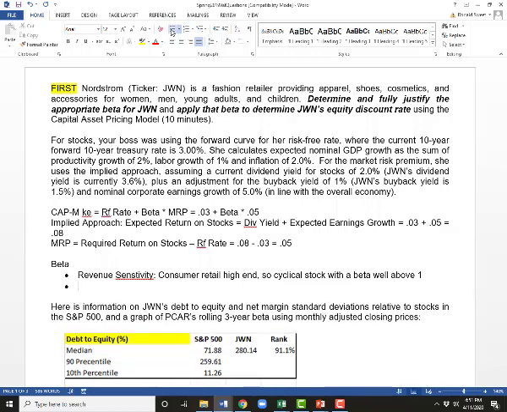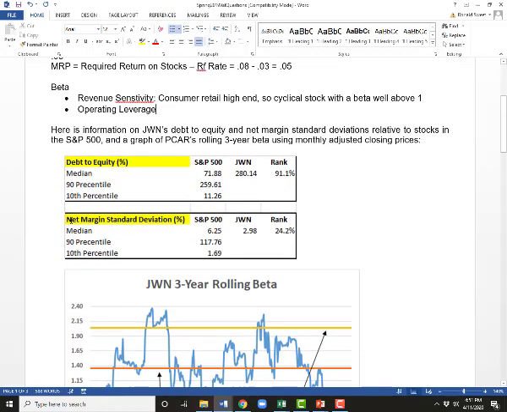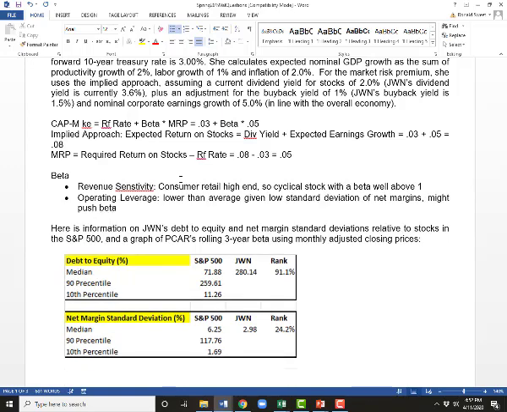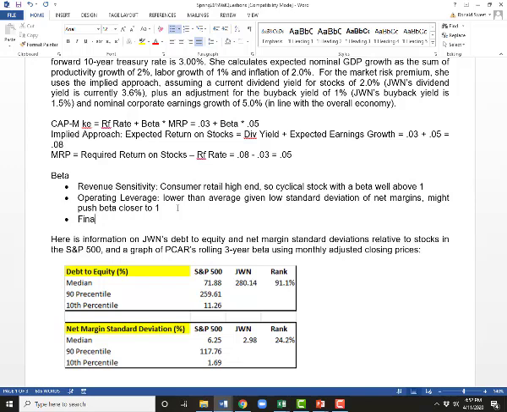The second thing is we're going to look at operating leverage. What we have down here is we see that their net margin standard deviation is actually pretty low. Their net margins are not that volatile, much lower than the S&P. So operating leverage is lower than average, given the low standard deviation of net margins, so that might push beta closer to 1. We're not going to push it below 1. This is definitely a cyclical stock, so we'll get closer to 1. And then we'll look at financial leverage.